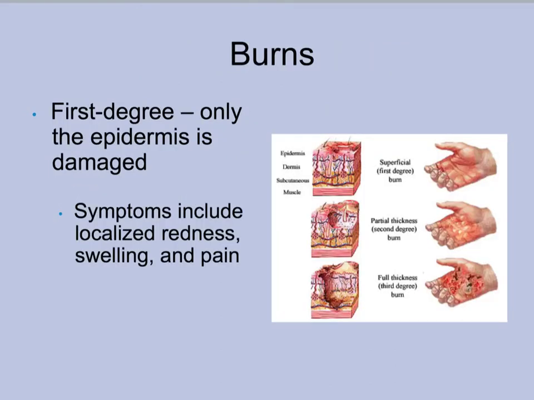Okay, lastly, burns. First degree burns is where just the epidermis is damaged, and it's usually pretty painful. It's red, it could be swollen, but you don't have any blisters yet. So usually a sunburn is going to be a first degree burn, but sometimes you can have really bad sunburns that actually turn into a second degree burn.